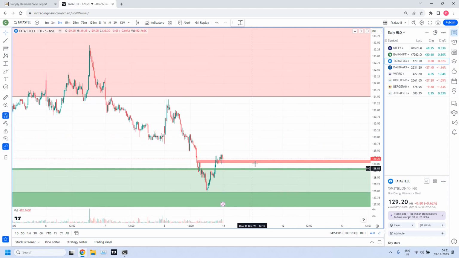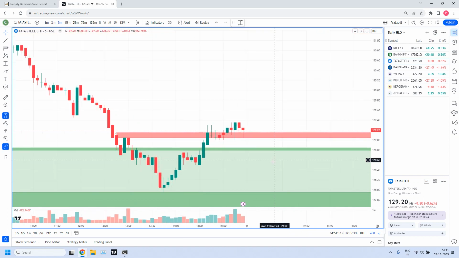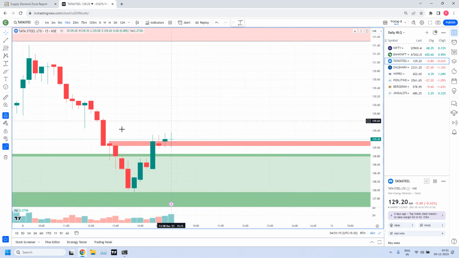Now let us look into this trade. See, price just entered into this zone. After that, the return it has given: it moved up to its 15 minutes target. What is the 15 minutes target? We have a drop, we have a base, and again we have a drop candle. So it has reached. You know how much profit it has given? 5,500 rupees profit in Tata Steel from this 5 minute zone.